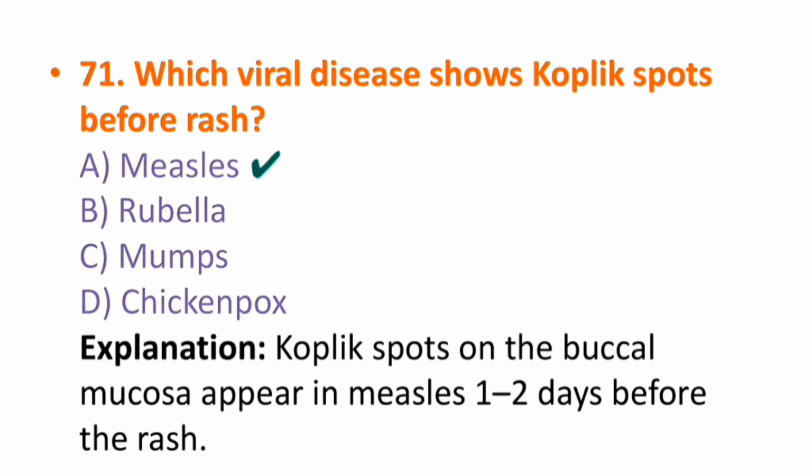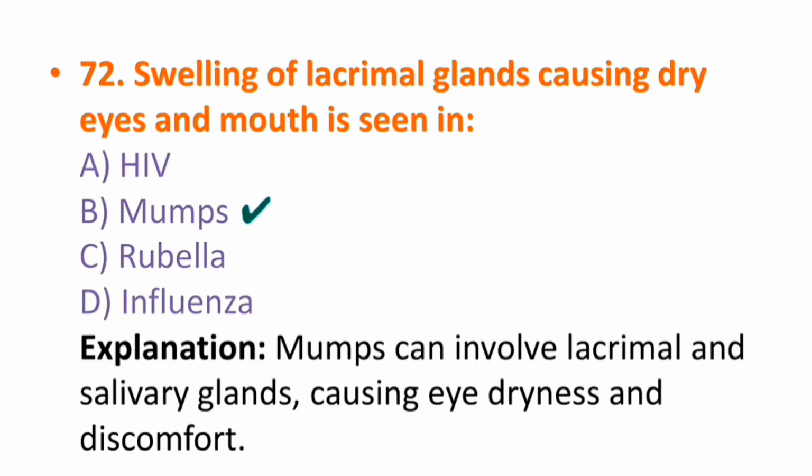Which viral disease shows Koplik spots before rash? Option A, measles. Option B, rubella. Option C, mumps. Option D, chickenpox. The correct answer is option A, measles. Koplik spots on the buccal mucosa appear in measles 1 to 2 days before the rash. The virus that shows Koplik spots before rash is measles.